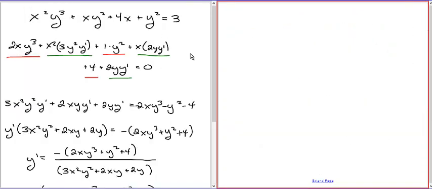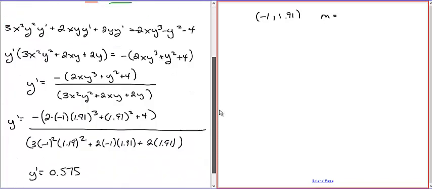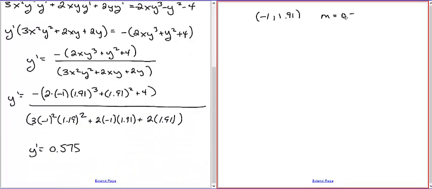Then what you can do is take that point. The point was -1 comma 1.91, and the slope m is equal to 0.575. Put that into point-slope form of a linear equation.